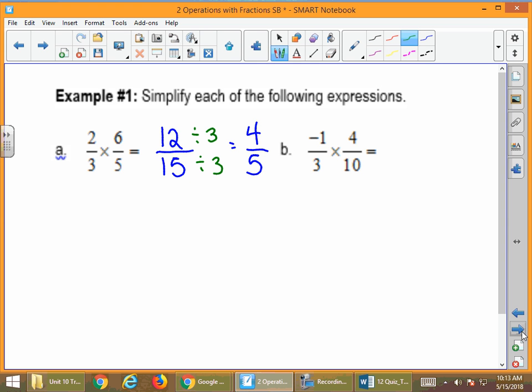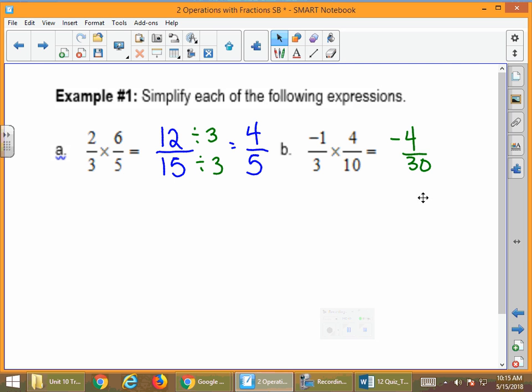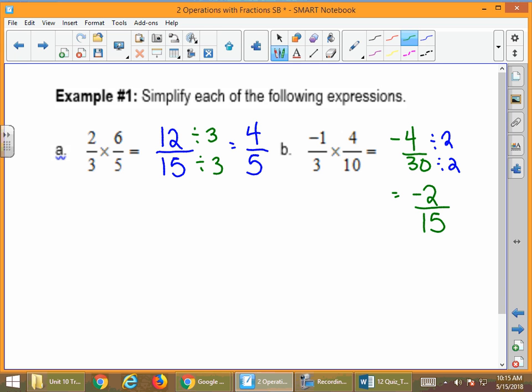Again, multiplying. We do not need a common denominator. We multiply the tops of the fraction. In this case, -1 times 4 is -4. We multiply the bottoms of the fractions. 3 times 10 is 30. And once again, we ask ourselves, is there any number that goes into both -4 and 30? Well, -4 divided by 2 is -2. 30 divided by 2 is 15.